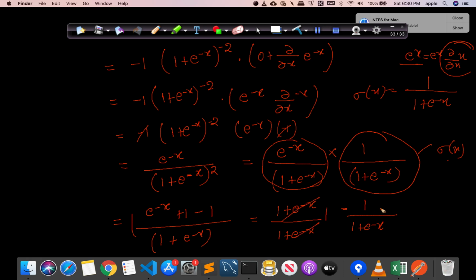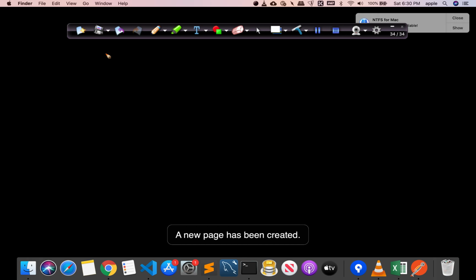This will become 1, and this whole term is sigmoid. So now this whole term has been written as 1 minus sigmoid of x, and we have to multiply with sigmoid of x. So let me write it on the first page. What we had was e to the power of minus x upon 1 plus e to the power of minus x, and we had in multiplication 1 upon 1 plus e to the power of minus x. We know that this is sigmoid of x.